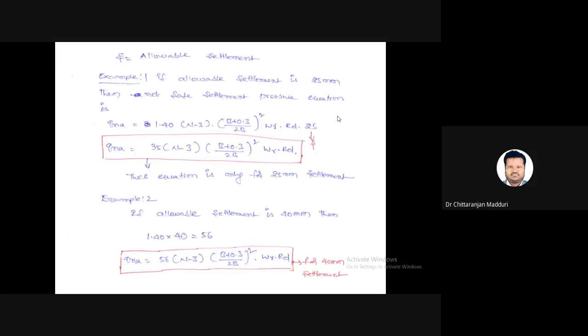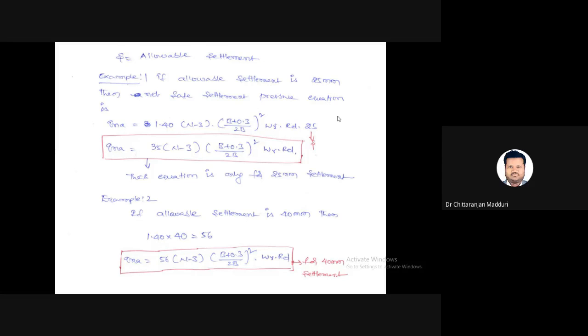Suppose the allowable settlement is 40 mm, then 1.40 into 40 equals 56. So the net allowable safe settlement pressure equals 56 into (N minus 3) into ((B plus 0.3) by 2B) whole squared, into W gamma into Rd. This equation is valid only for 40 mm settlement.